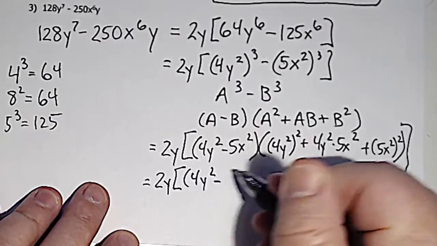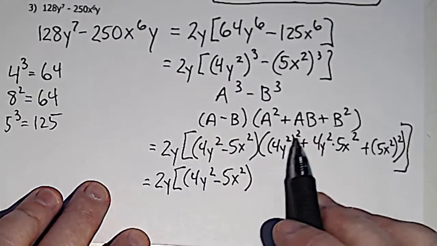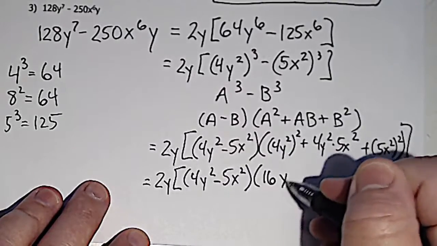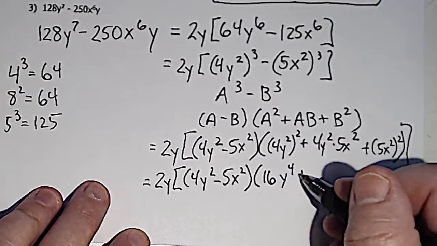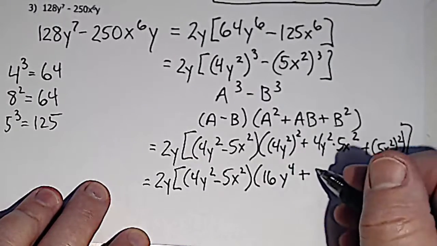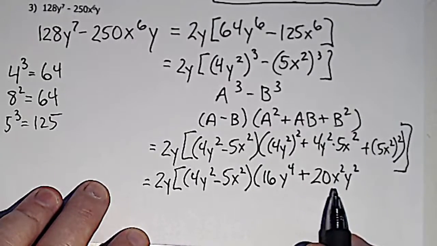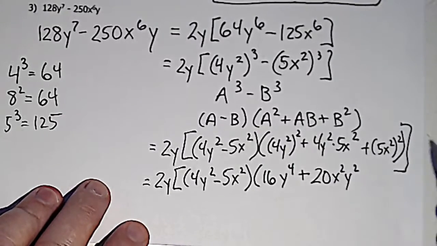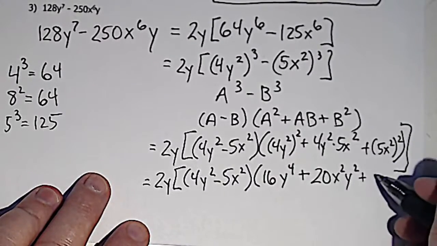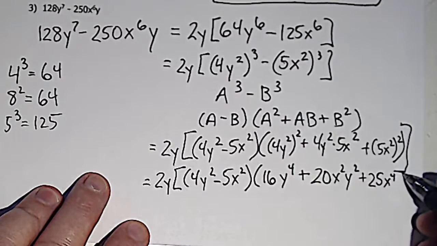Okay, this is 4y squared minus 5x squared. 4y squared squared means 16y to the 4th plus, this is a 4y squared, a 5x squared, altogether 20x squared y squared. Why did I put the x first? The alphabet. And then the last one, 5x squared squared. It's a hard one, 25x to the 4th.